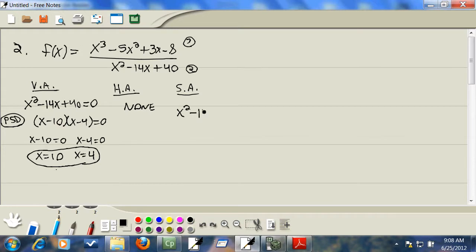x squared minus 14x plus 40. So to find the slant asymptote, we use long division, like that, plus 3x minus 8. Now look at the first term of each and decide what to put up on top. You ask yourself what times x squared gives you x to the third, and that's x.